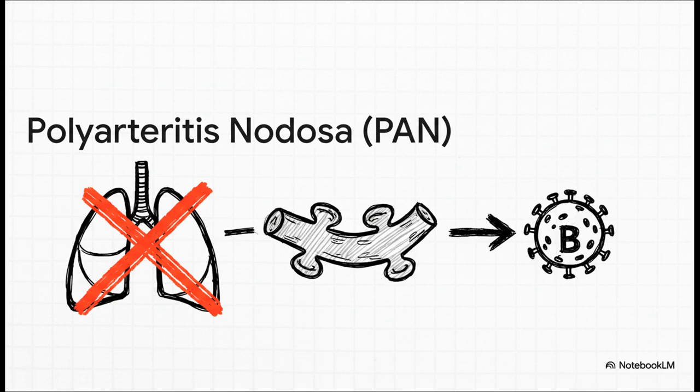But here are the two things you absolutely have to remember about PAN. First, it almost never affects the lungs. That is a massive clue. And second, it's got a really strong link to hepatitis B. So if you see a case of PAN, you should immediately be thinking about testing for Hep B.